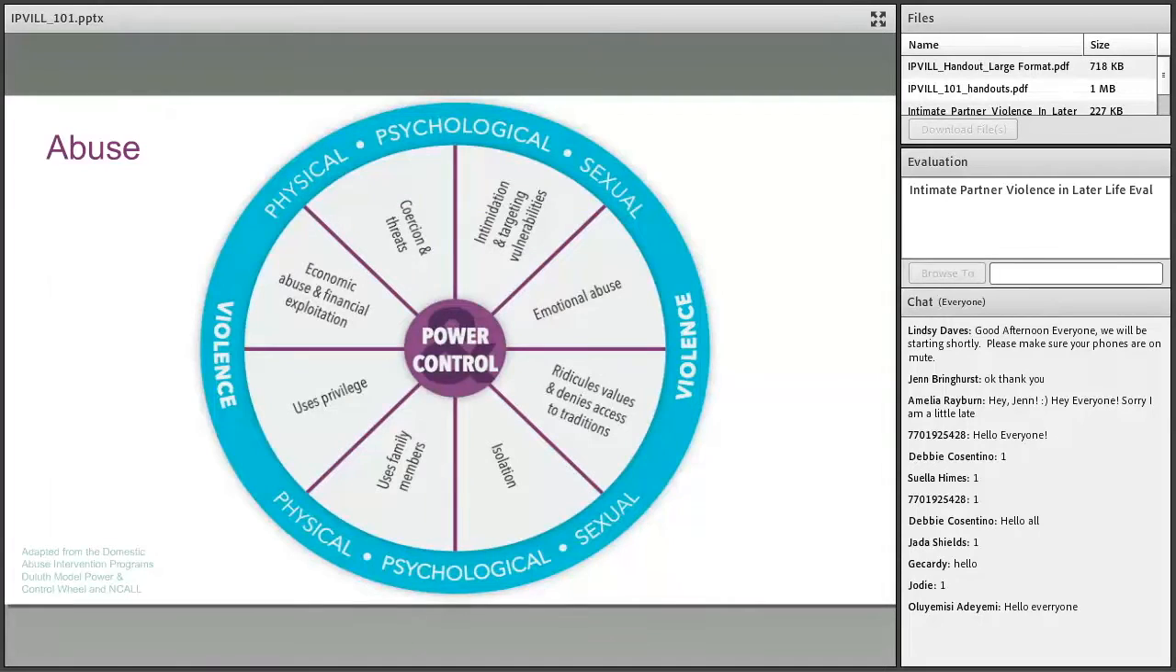Does anyone have any questions about the differences between the two? Please feel free to use the chat if you do.